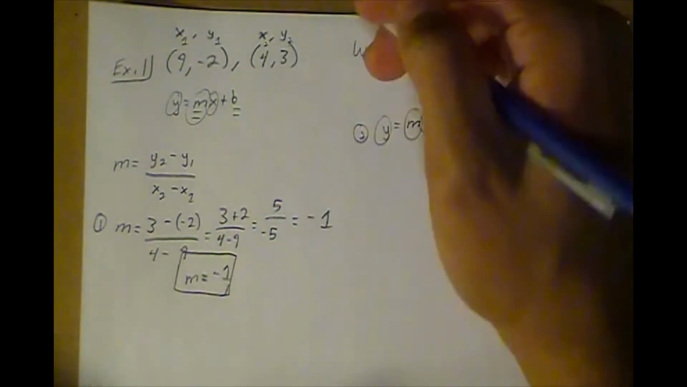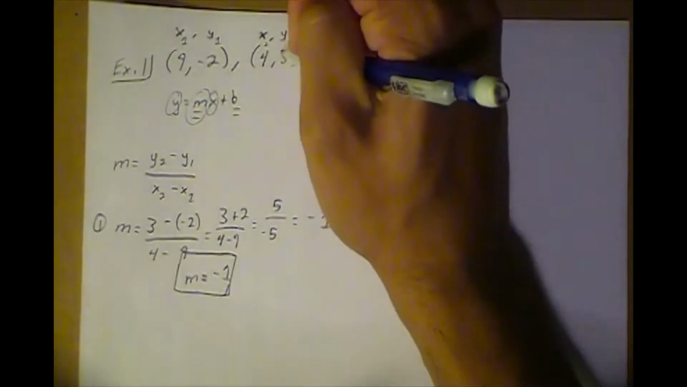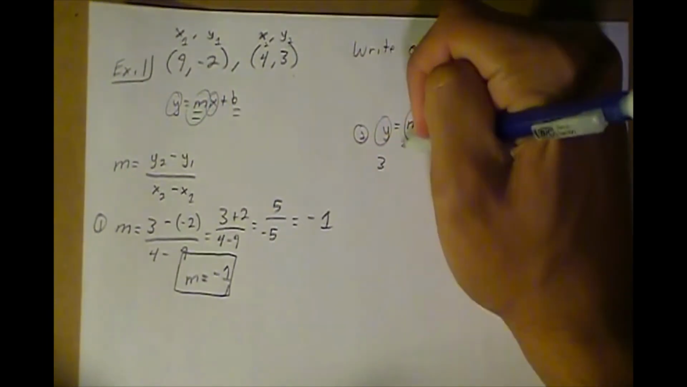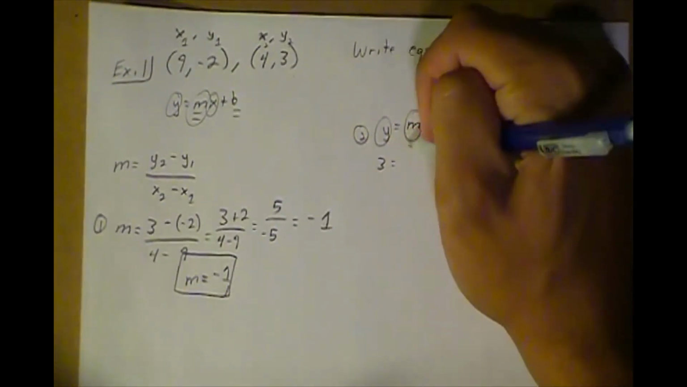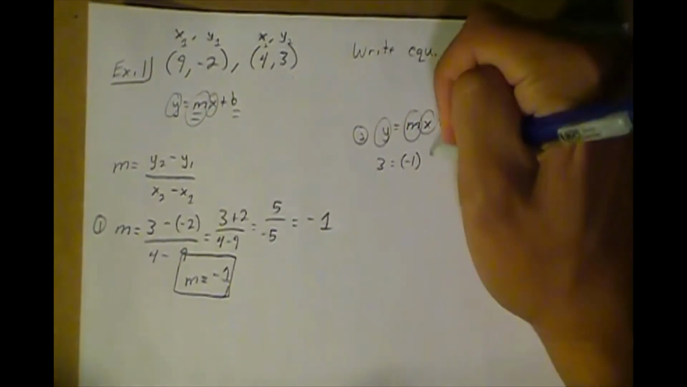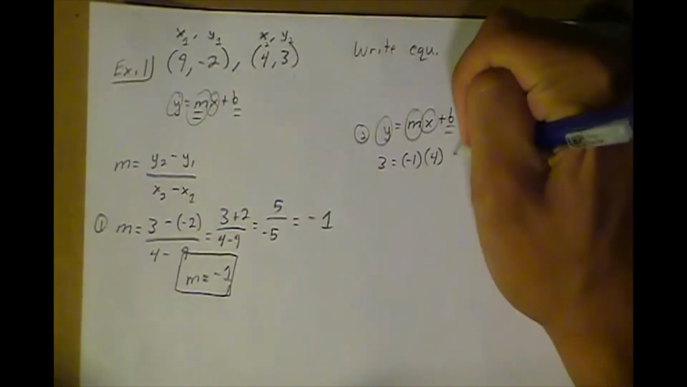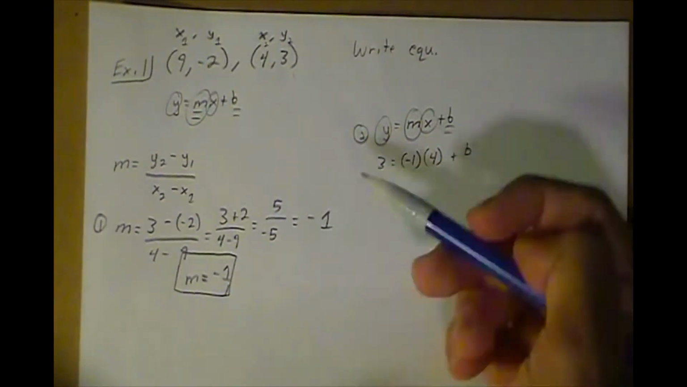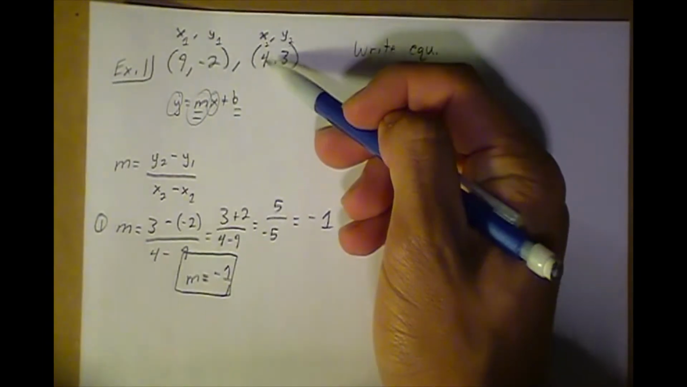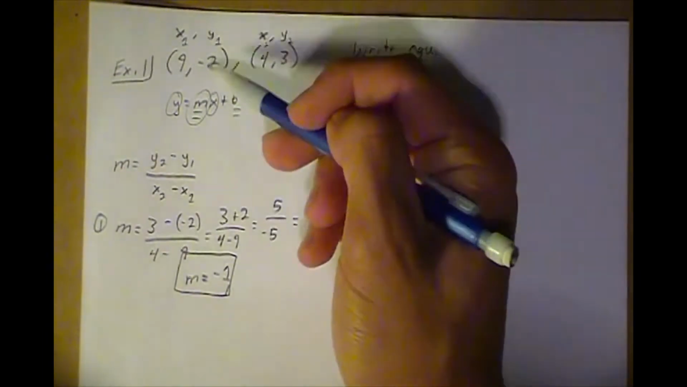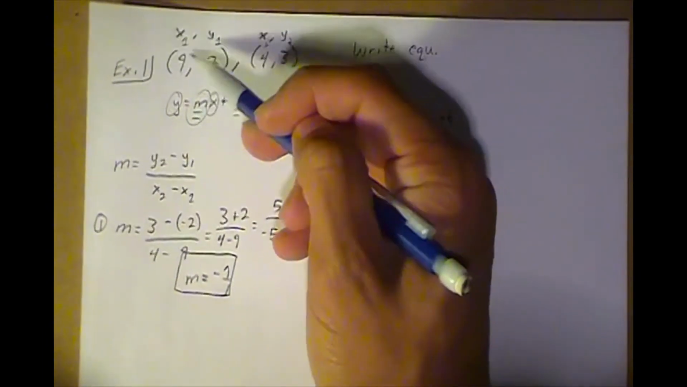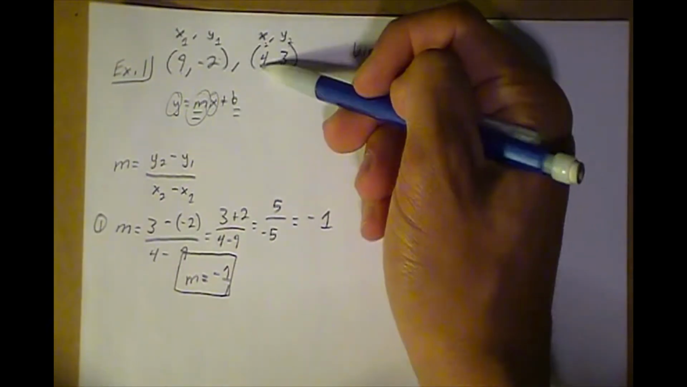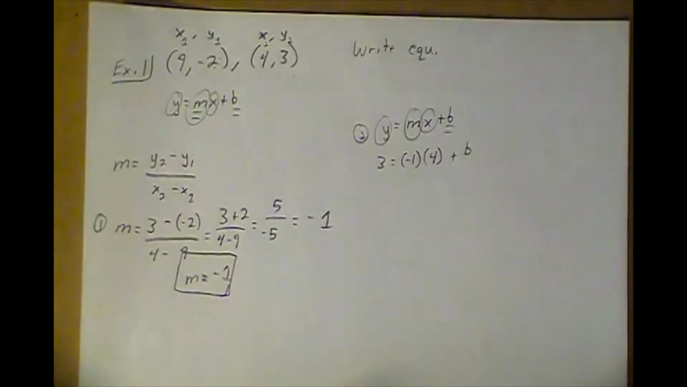So, I like using smaller numbers, so I'll use this pair. So we'll plug in 3 is equal to, the slope is -1, the x is 4, and we'll use b. Now remember, if you're using this y, you must use this x. And if you're using this y, you must use this x. You must use the pairs. You cannot use this 3 and then this 9, or this 4 and this -2. They have to be within the same pair.